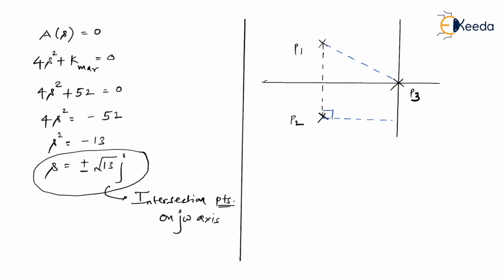So let us assume this is theta 1, and let me assume this is theta 2. So what is the angle of departure in this case? The angle of departure theta d is 180 degrees minus (theta 1 plus theta 2). Out of which theta 1 is 90 degrees, because you can observe easily that it is a right angle triangle. The only thing left is to calculate theta 2.